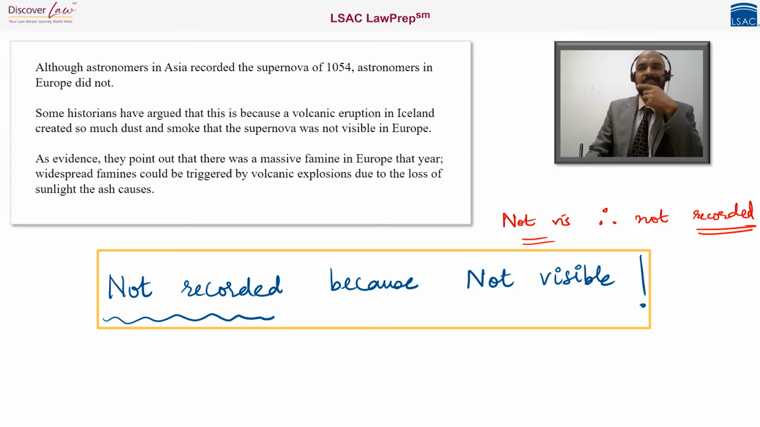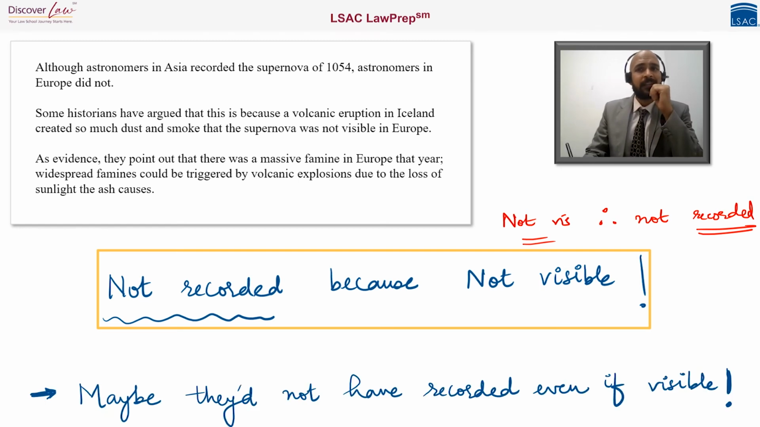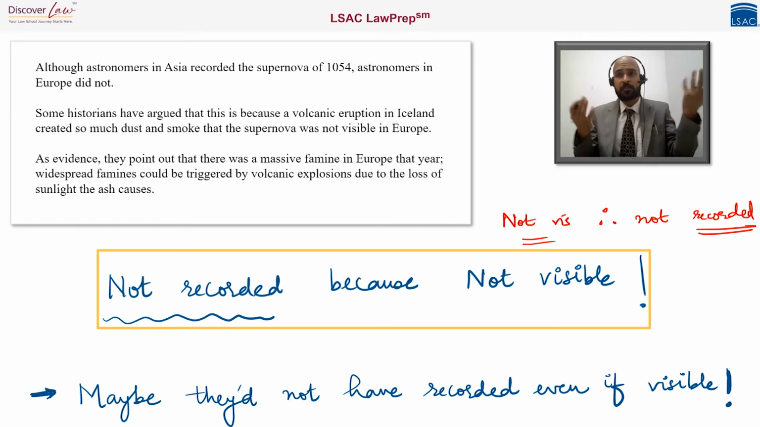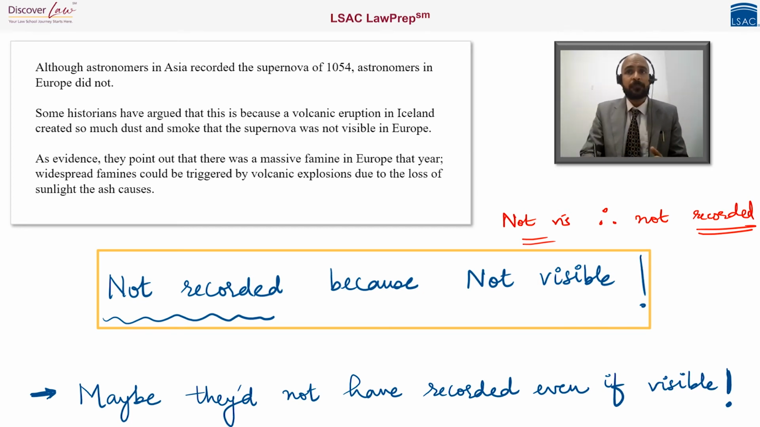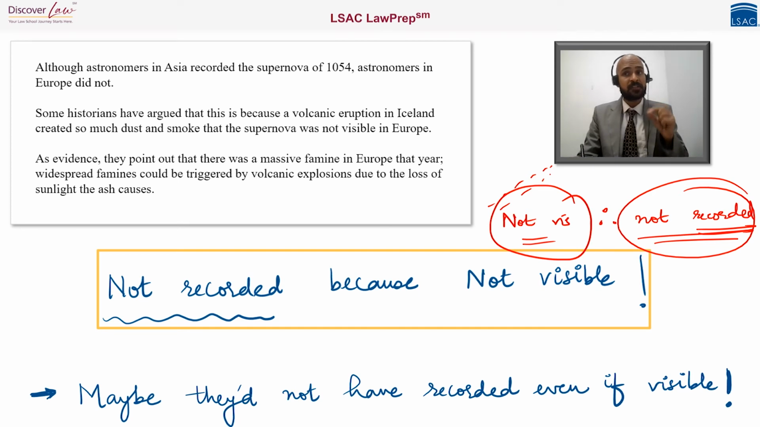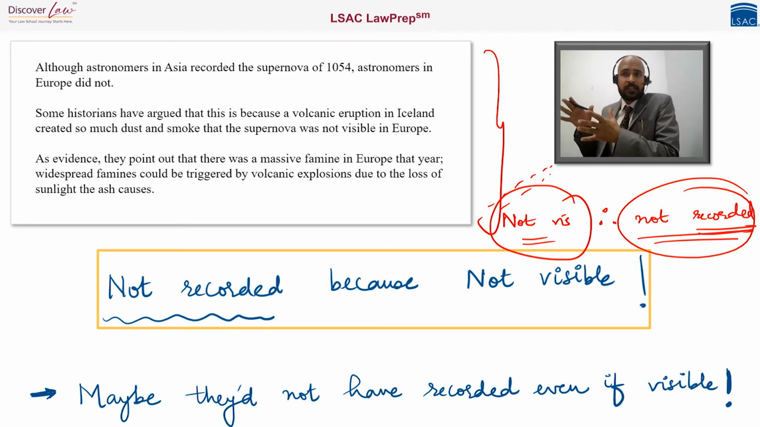Now, this kind of ignores something, and this is where we'll find our assumption. It ignores the fact that they may not have recorded even if it had been visible. Maybe they were very busy doing something else. The astronomers in Europe maybe were looking at something else, or maybe even without the smoke, they didn't have telescopes that were good enough. You never know. So you cannot say that the lack of visibility because of the smoke was the reason for not recording. He has assumed this in here. Now we know what our assumption is. Our assumption in this argument is that they could not see it, and therefore they did not record. If they had seen it, they would have recorded it.